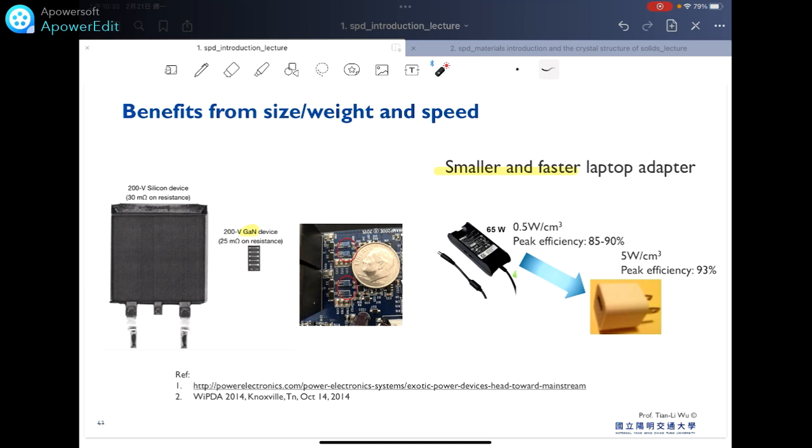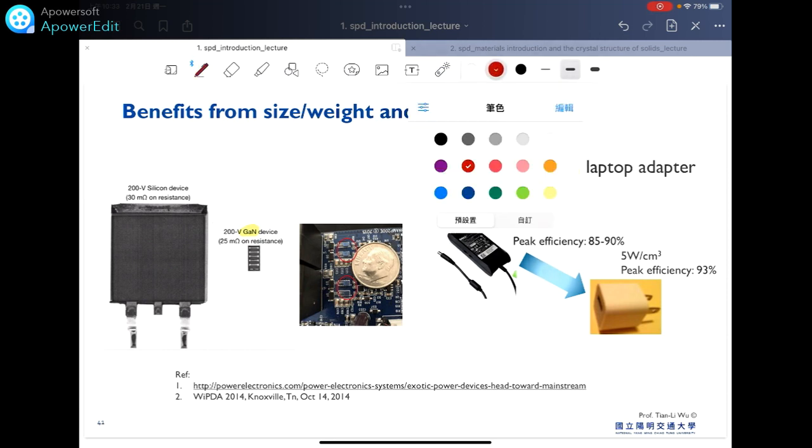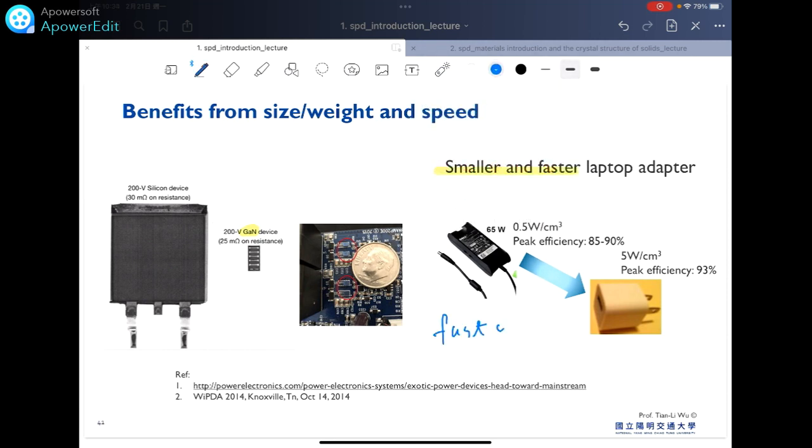And this is one of the early demonstrations. This is a typical laptop adapter. Right now we can make the laptop adapter as small as our cell phone adapter, but also with higher efficiency. This result comes from almost 20 years and 10 years of study with materials and device breakthroughs. So right now in the market you can purchase this. It's called a fast charger, and it is enabled by gallium nitride technology.